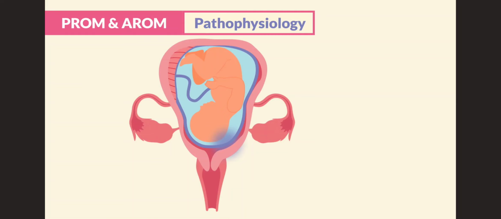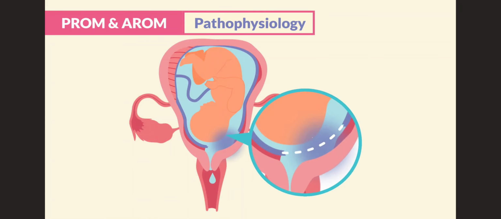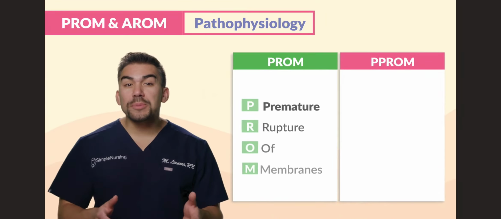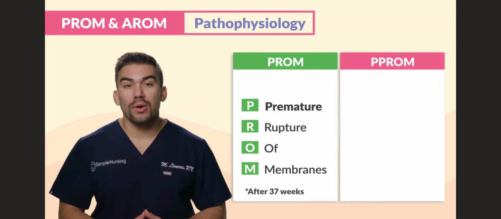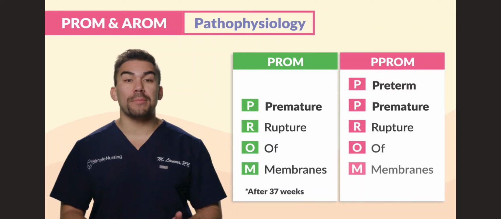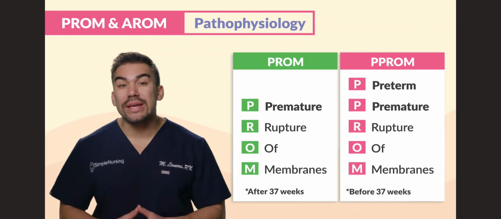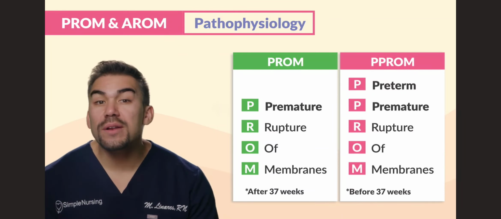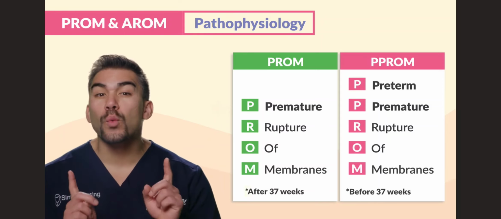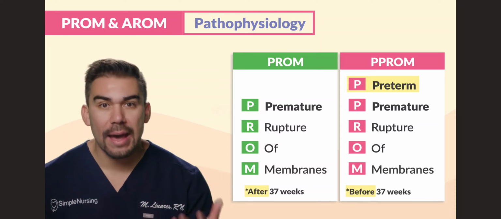So in PROM, the mother's water breaks too early and this amniotic fluid leaks out. Now PROM has two classifications, either rupture before the onset of labor or PPROM, preterm premature rupture of membranes, before 37 weeks gestation. So go ahead and pause the screen and look at the differences between the definitions. The key term is when the rupture of membranes happens.